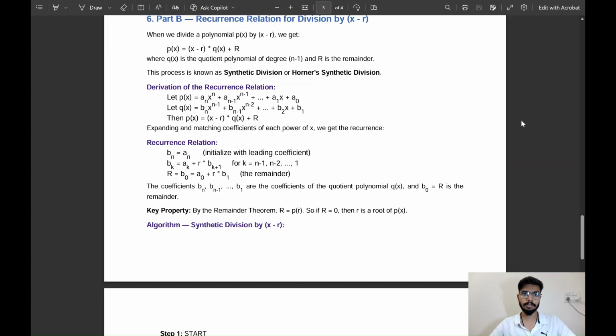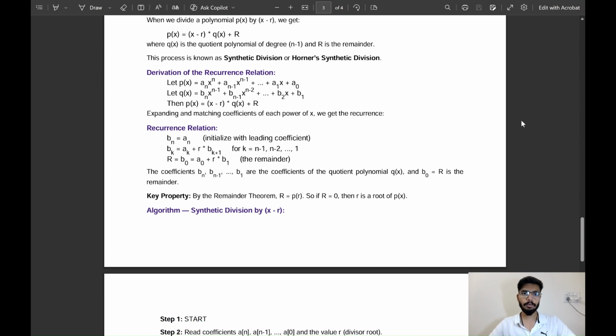We will take p of x is equal to a n x to the n plus a n minus 1 x to the n minus 1 plus and so on to a1 x plus a0, and q of x is equal to b n x to the n minus 1 plus b n minus 1 x to the n minus 2 and so on to b2 x plus b1. Okay, then p of x is equal to x minus r into q of x plus r. So this is the expansion of that.